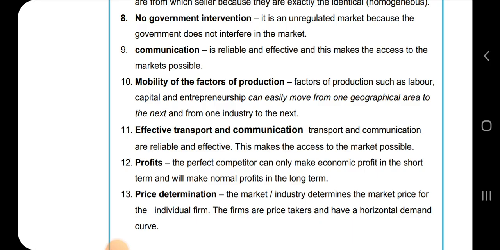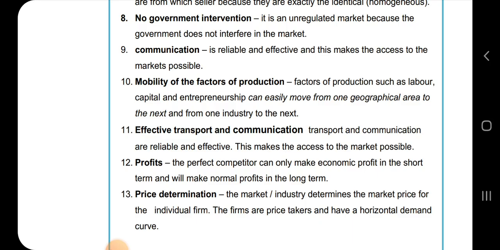Mobility of factors of production. Factors of production such as labor, capital, and entrepreneurship can easily move from one geographical area to the next. So it's easy to transport whatever is being sold in this market. This is an ideal market.